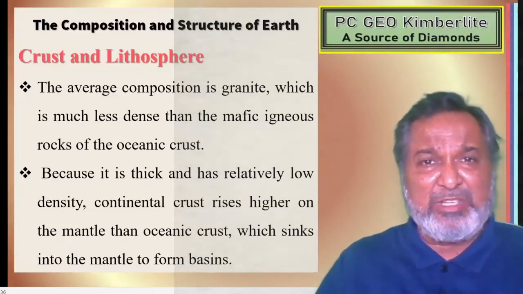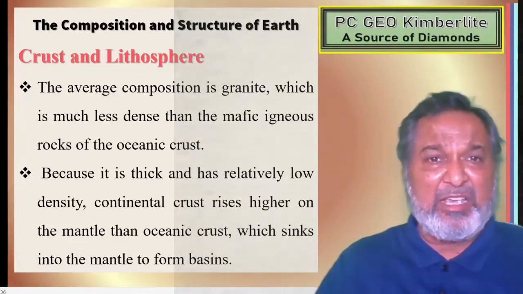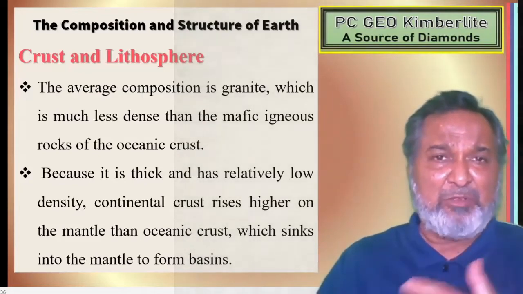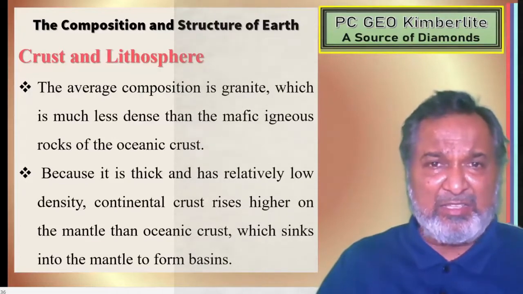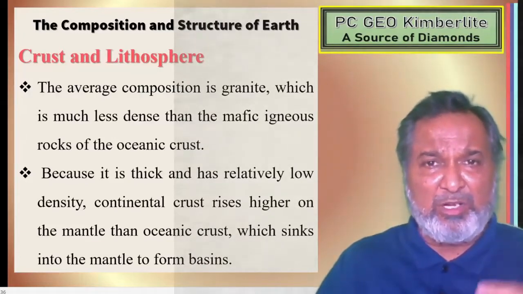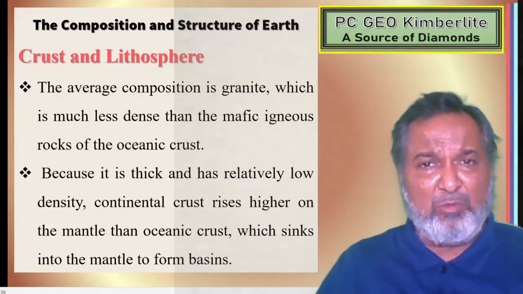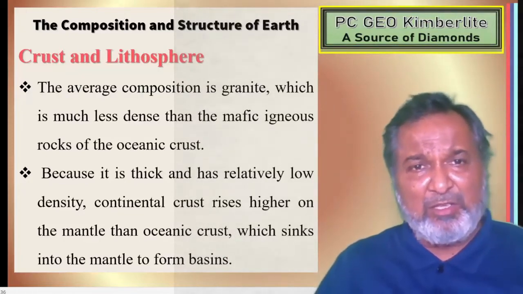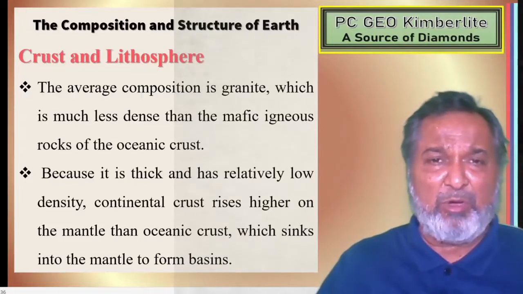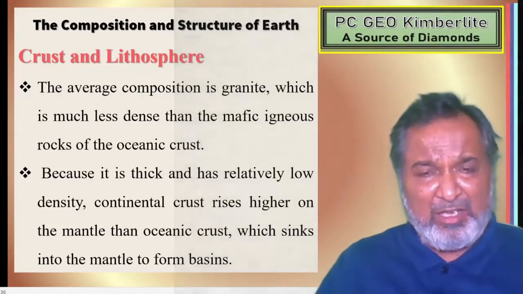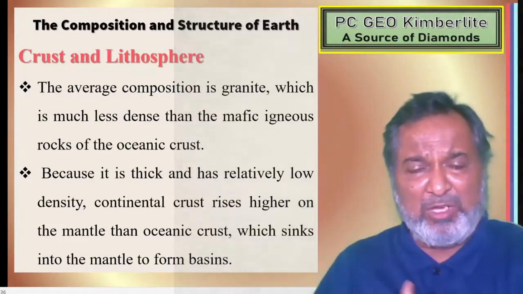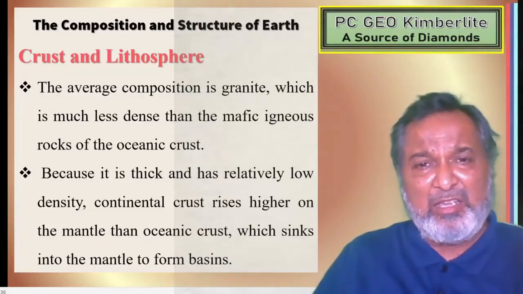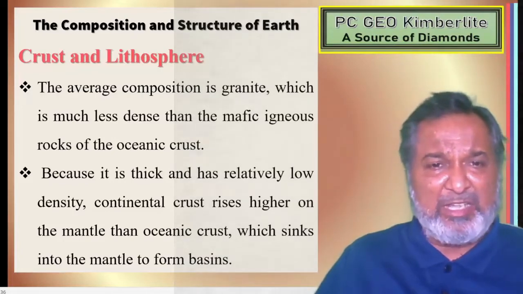The average composition is granite, which is less dense than the mafic one, as compared to the basalt. The granite is a lighter one, so on the continent we are going to get granite composition, that is light color, 2.6 to 2.8, whereas the oceanic crust is made up of the mafic rock basalt, it is 2.8 onward to 3.5, because it is very thick and has relatively high density.